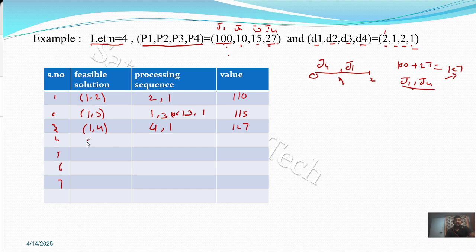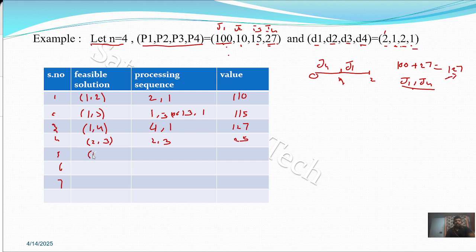Now we can consider 2 to 3, the second job and the third job. What are the profits? 10 and 15. The deadline for job 2 is 1 and for job 3 is 2. So you can complete 2 and 3. What is the maximum profit here? It is 10 plus 15, that is 25.